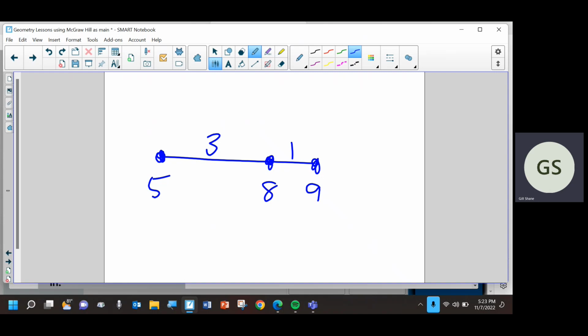Although sometimes they are going to draw segments that maybe don't look the same length, but that are congruent. Although that really proves nothing for sure. So, all right, back to the book.